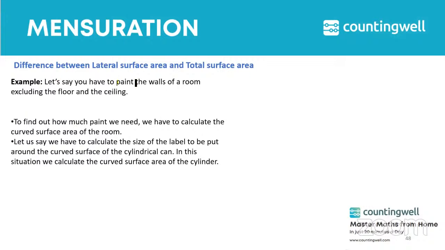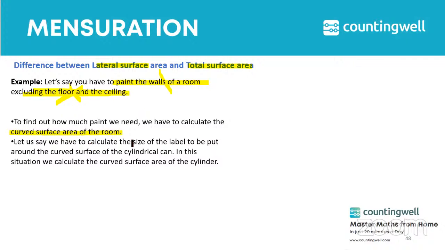Let's say you have to paint the walls of a room, excluding the floor and the ceiling. In this case, will you use lateral surface area or total surface area? Note that you have nothing to do with the floor and the ceiling. You are only painting the walls of a room. So we have to find the curved surface area of the room.